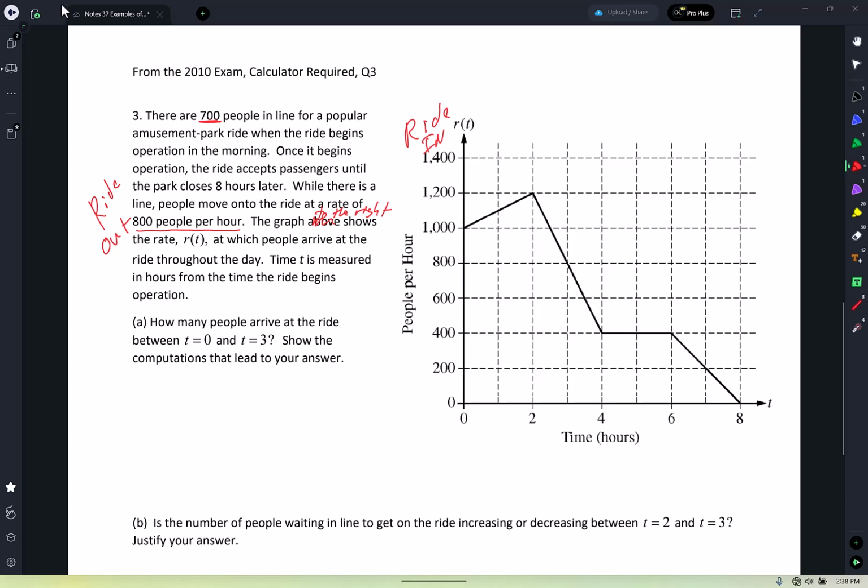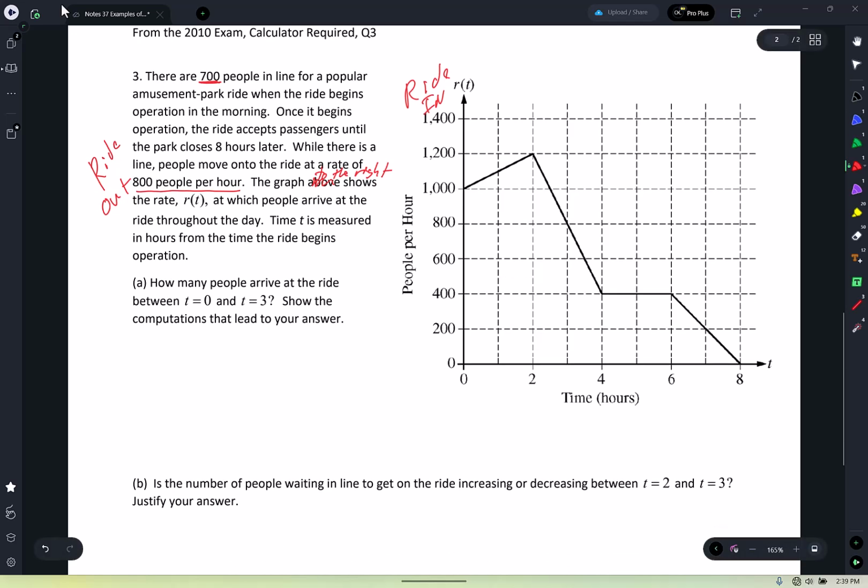This is the ride in and this is the ride out. Like how many people ride the roller coaster per hour, and how many people are riding to the roller coaster. But if there's more than 800 people per hour, then the line's getting longer and longer, right? And if there's less than 800 people, then the line's getting shorter. Yeah, hopefully that makes sense. All right, here we go.